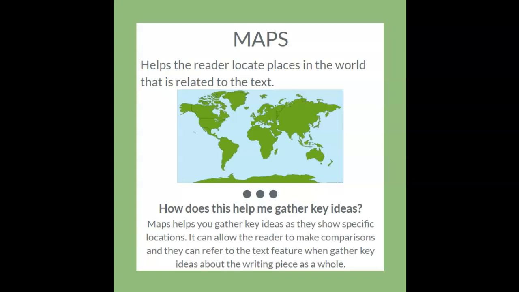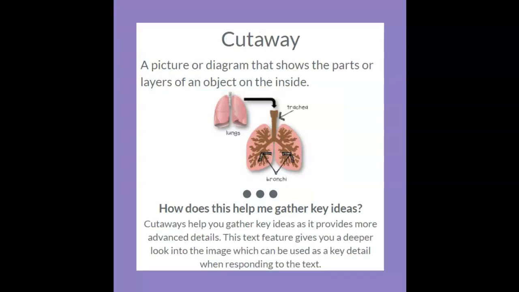Okay, so you can make comparisons from country to country if it's identifying more than one country on the map. And you can also really gather more information about locations with the use of the map. It makes the writing piece a lot clearer because you can locate whatever the information is talking about. You can visually see it on the map, and you can use that information in the map when you're talking about the writing piece as a whole.